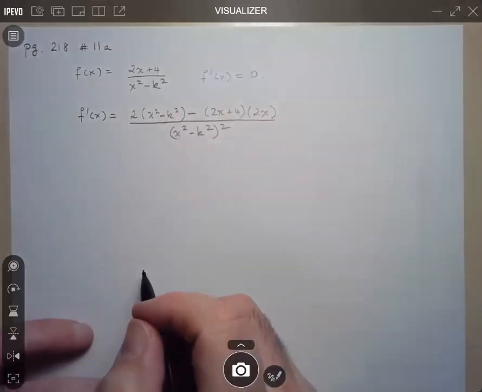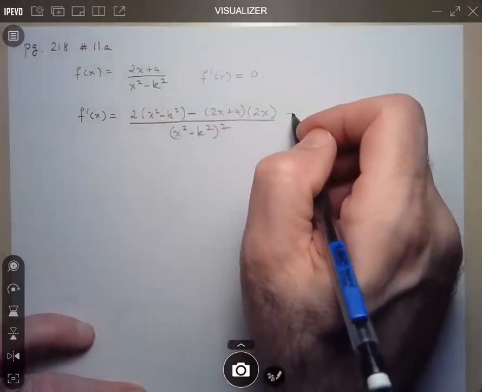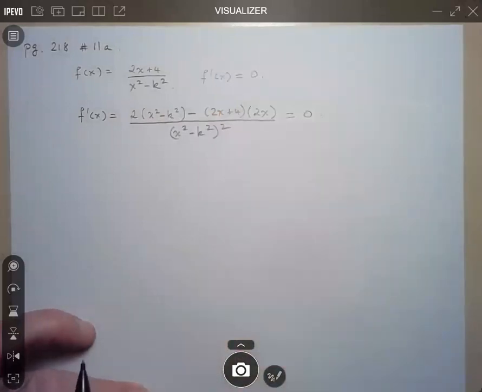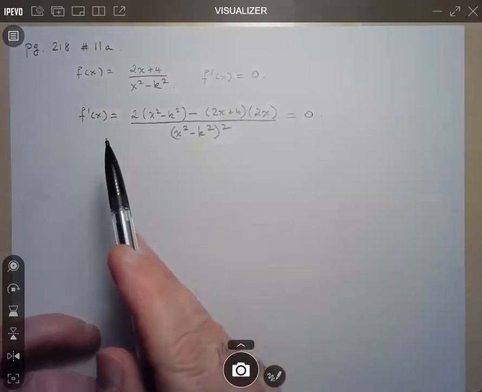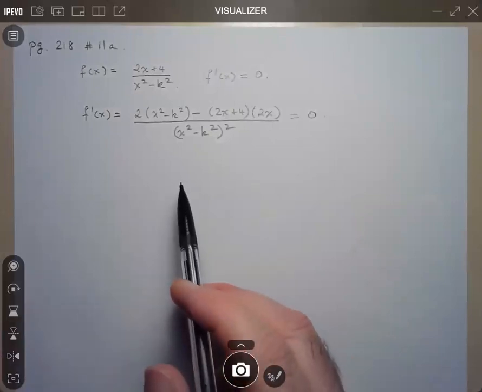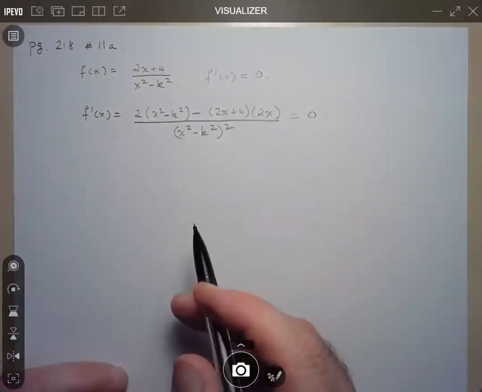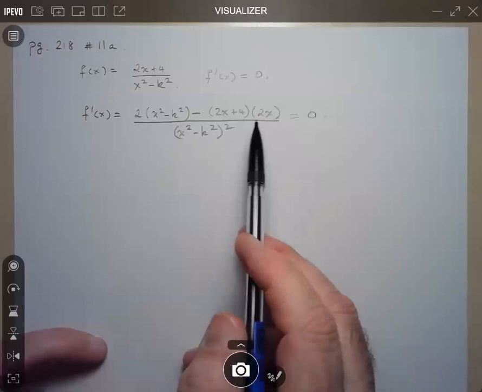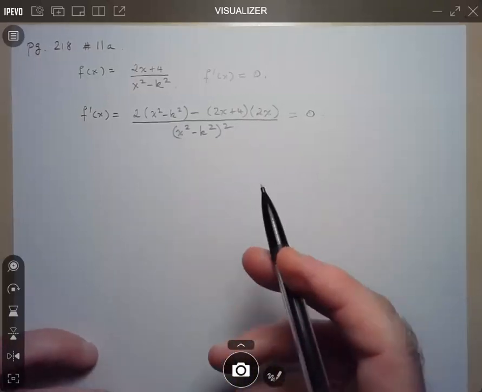Our goal is to determine what values of k allow this derivative to be equal to 0, because that's what you're going to need to have critical points. We've certainly seen derivatives of rational functions that can never be equal to 0, and lots of rational functions that don't have any local maxima or minima, or even any critical points or points of inflection. So there's no guarantee that the numerator is going to be equal to 0. Let's see what happens.